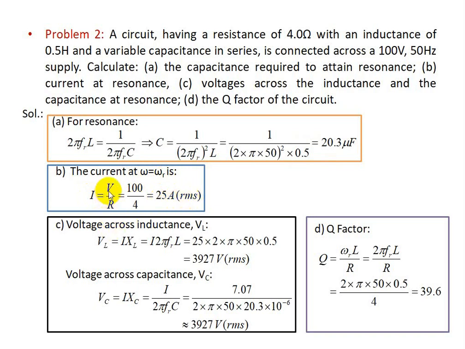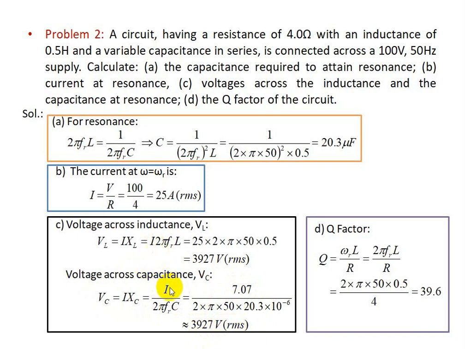Whenever you divide an RMS value of voltage by resistance, you get RMS current. Voltage across inductance VL is I into XL, that is I into 2 pi Fr into L. Substitute the values and you will get 3927 volts. Similarly, voltage across capacitance VC is I into XC, where XC is 1 by 2 pi Fr into C. Substitute all the values, and we get VC as 3927 volts RMS.